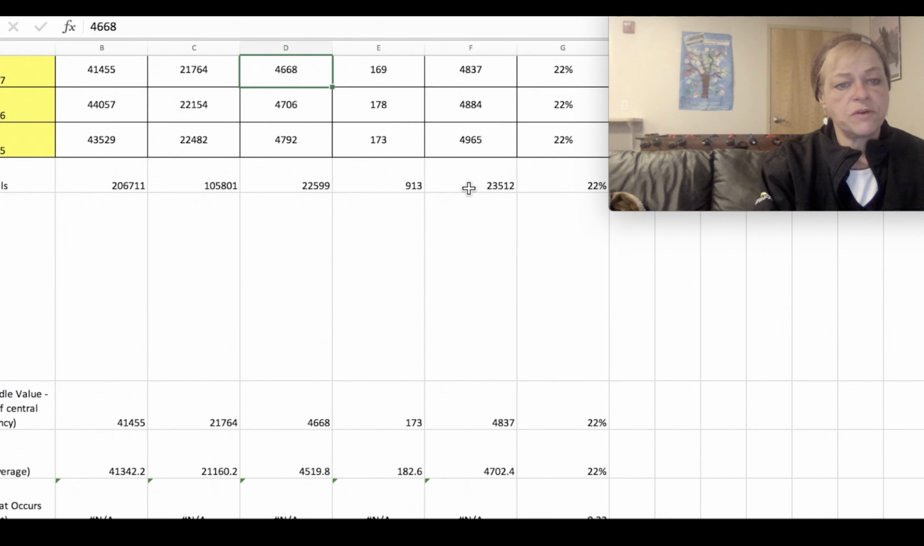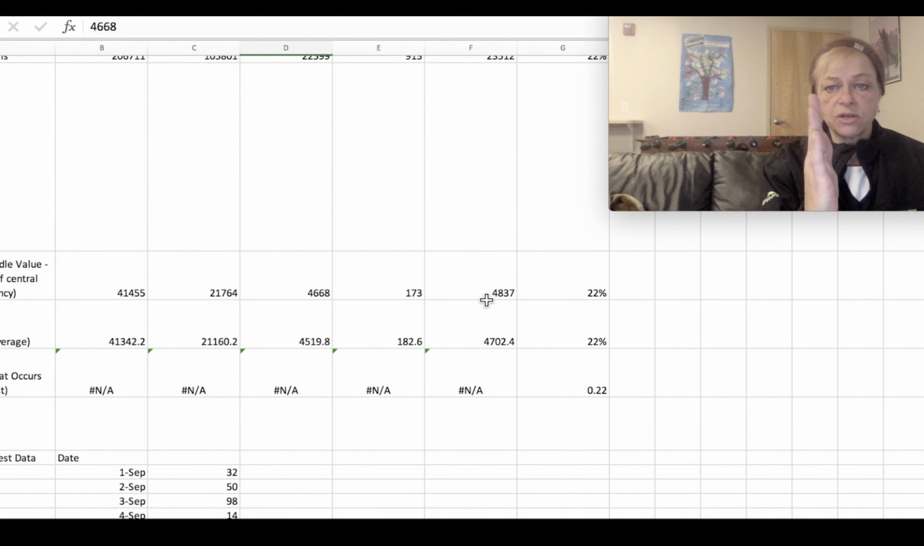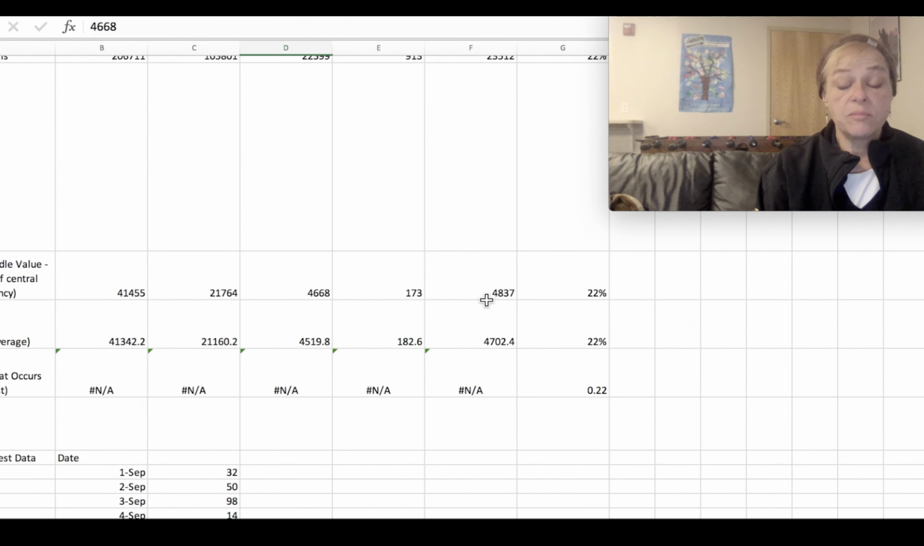So that's that. That's how you find the median. The median is your middle value, the value that's right in the center of the data. Moving on to mean. Mean means average, and averaging things is pretty easy.